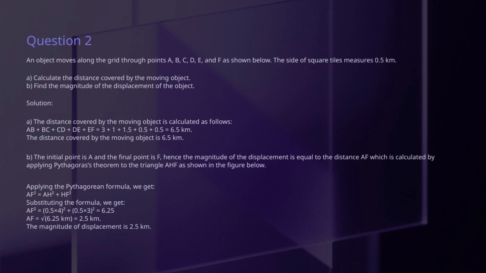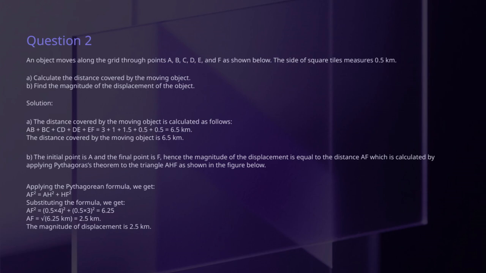So the magnitude of the displacement from point A to point F is 2.5 km. Remember, the initial point is A and the final point is F, so the displacement is essentially the straight line distance between these points. To calculate this, we use the right triangle AHF, which is shown in the figure. This helps us see that the shortest path, our displacement, is 2.5 km.